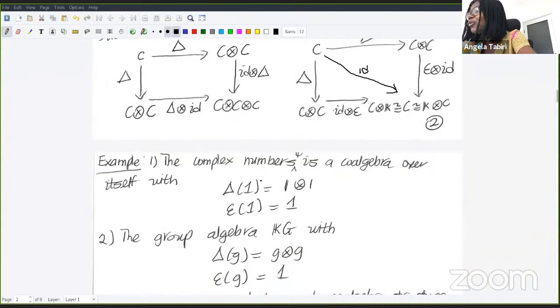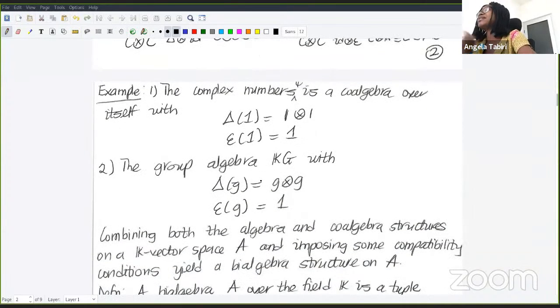Okay, so an example will still be the complex numbers. So take the complex numbers. We know it is an algebra, but the co-algebra structure is defined on 1 to be just 1, and the co-unit is just 1. And similarly, the group algebra is also a co-algebra. It is enough to define it on the group. So we define the co-product on each group element to be just the tensor product of the element with itself, and the co-unit to be likewise.